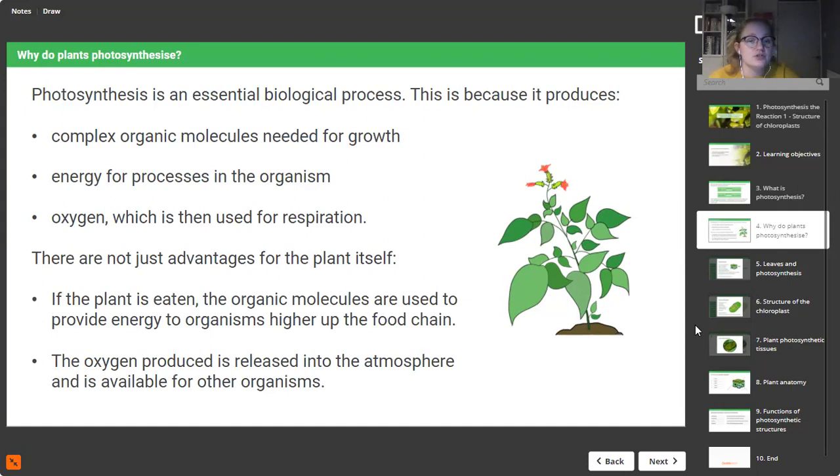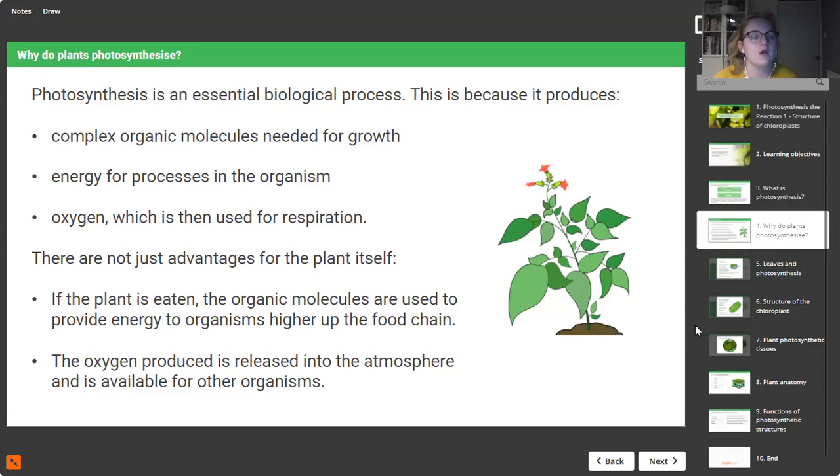Also, the oxygen that's produced is released into the atmosphere and is available for other organisms. So for example, we need oxygen that we breathe in to use for our process of respiration. So therefore, the plants producing oxygen is also beneficial to us and any other animals. So that's why, whilst plants don't do photosynthesis to really benefit all of us, there is a lot of benefit from it as well in that manner.